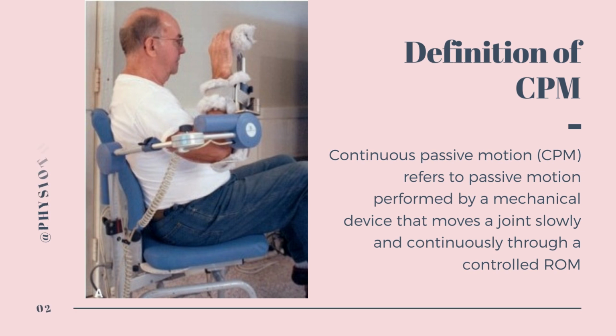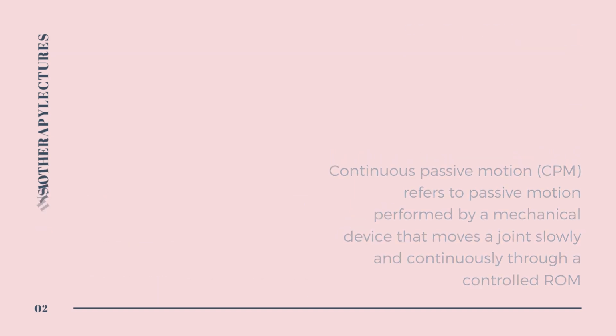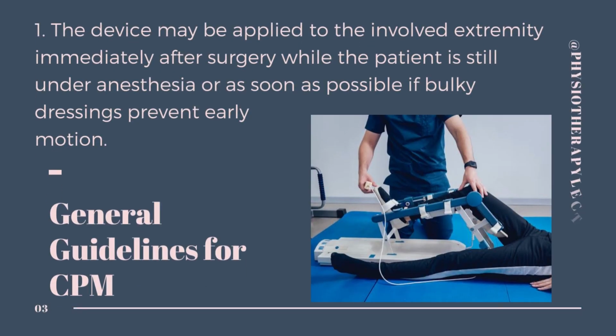Starting from the definition of CPM: continuous passive motion refers to passive motion performed by any mechanical device that moves the joint slowly and continuously through a controlled range of motion, as it is shown in the picture in this slide. After that, we will check what are the general guidelines to perform this continuous passive motion.